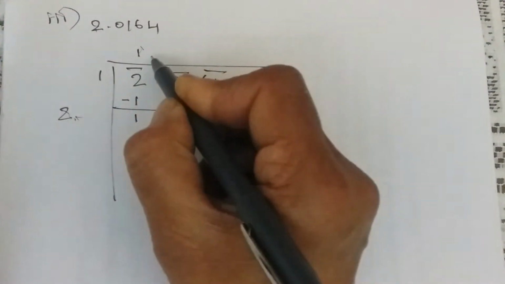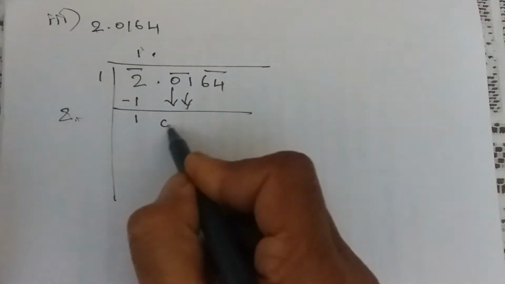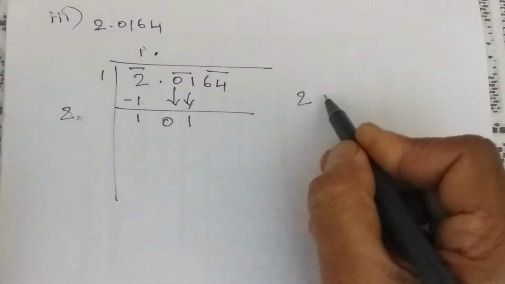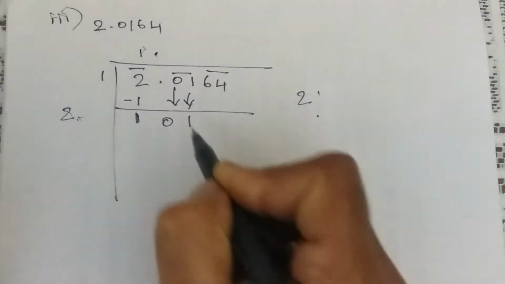Next period is after the point. So keep a point in the quotient and bring down the next period. Now with this 2, we have to put a number and multiply, and your answer should be less than this 101.